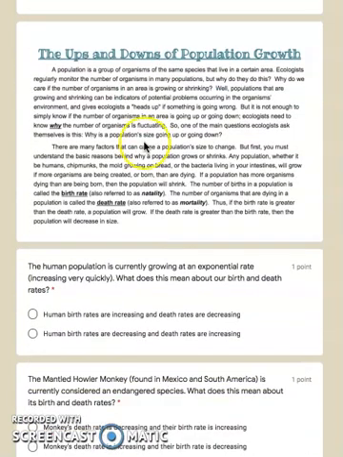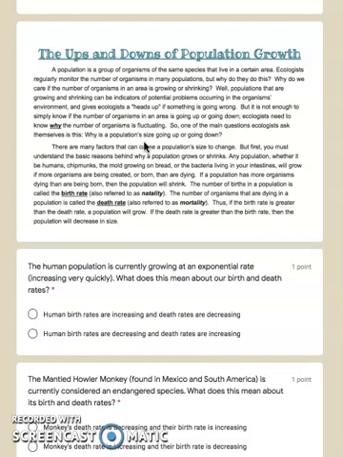So let's go ahead and move on to the ups and downs of population growth. A population is a group of organisms of the same species that live in a certain area. Ecologists regularly monitor the number of organisms in many populations. But why do we do this? Why do we care if the number of organisms in an area is growing or shrinking? Well, populations that are growing and shrinking can be indicators of potential problems occurring in the organism's environment and give ecologists a heads up if something is going wrong.